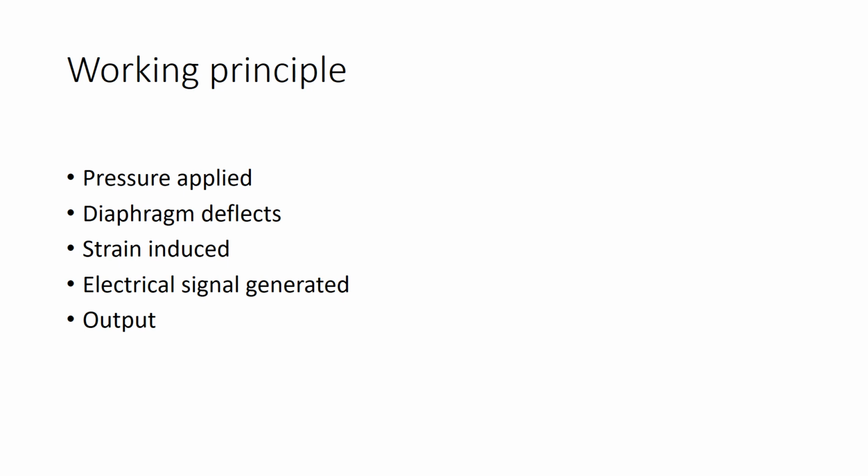Here we use a Wheatstone bridge. What is the purpose of Wheatstone bridge here? That is, it converts the resistance change into a measurable voltage. Then the output signal is sent through the cable to display or control systems.